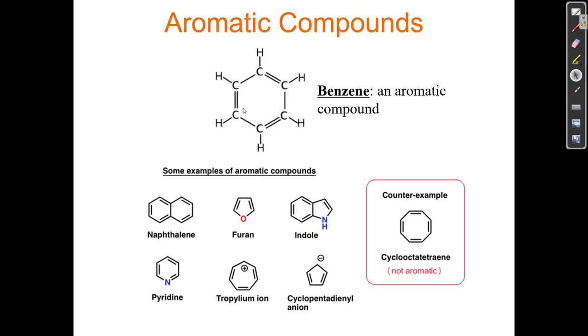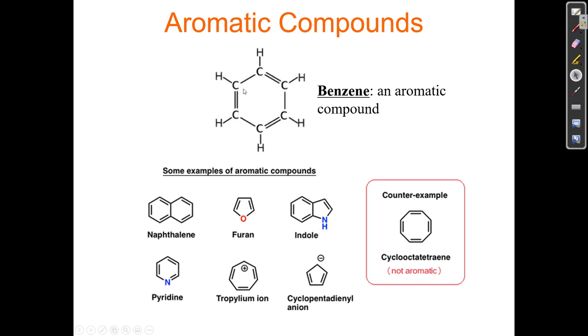And so this compound right here is called benzene, and this compound has 6 carbons and 6 hydrogens, C6H6. And so benzene is sometimes seen as the simplest aromatic compound, and this is a hydrocarbon because it's just made from carbon and hydrogen. But what being aromatic means is that you're extra stable.